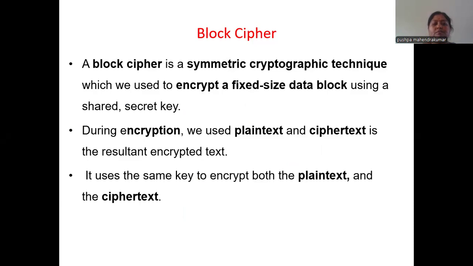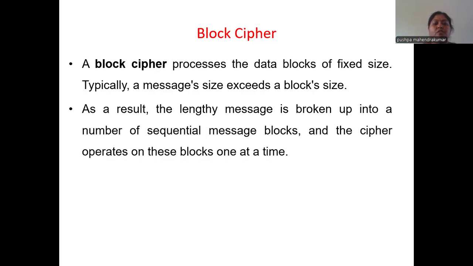A block cipher comes under the symmetric cryptographic technique, which we can use to encrypt a fixed-size data block using a shared secret key. In a block cipher, there is only one key, called the private key. During the encryption, we use plain text and ciphertext, that is the resultant encrypted text. It uses the same key to encrypt both the plain text and the ciphertext. That key is mentioned here as a private key. The block cipher processes data blocks of fixed size, as already mentioned, in the form of up to 64 bits.